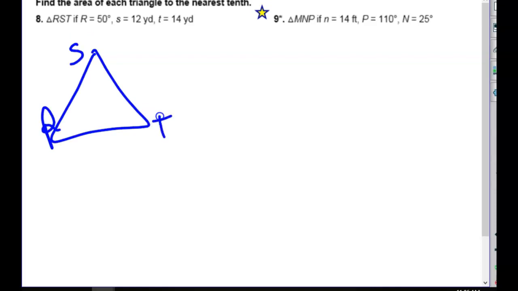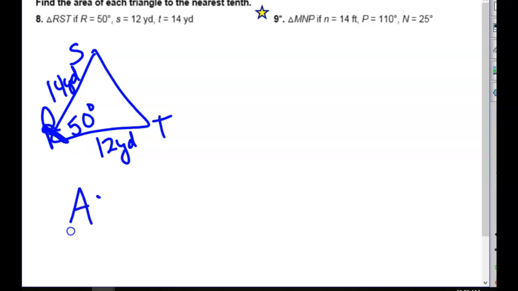So it says we should do 9 for sure, but let's practice 8 real quick because I think this is a nice short thing to do. RST, where R is 50 degrees, that's supposed to be an R. Whew, that's a bad R. S is 12 yards, side T is 14 yards. Oh, that's set up real nice, right?